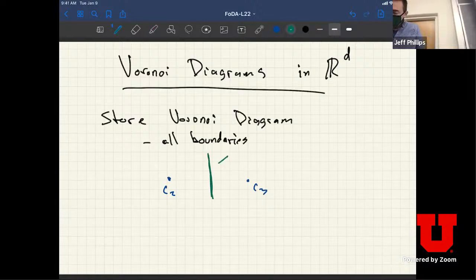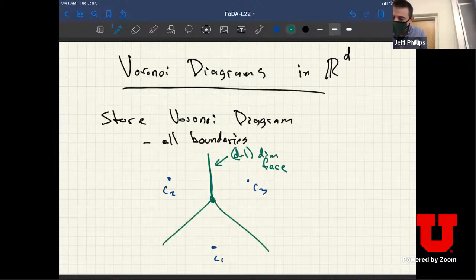Well, this becomes a D-1 dimensional kind of face. This is a subspace, right? And I have to store this in some way. I can store it with a normal direction, but I need to know when it ends, right? So if I have C1 here, then it ends when it intersects this vertex. This vertex where three of them meet is now going to be a D-2 dimensional face, or facet, okay?